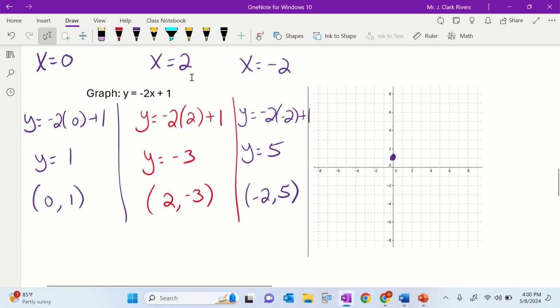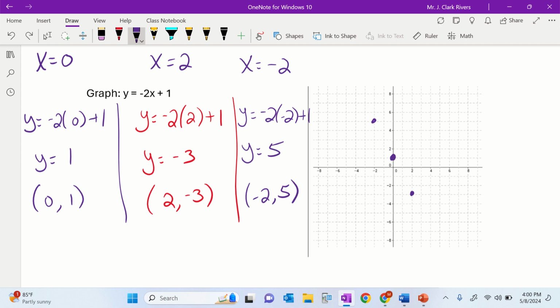All right, then I chose x equals 2. Negative 2 times 2, that's negative 4. Negative 4 plus 1 is negative 3. So 2, negative 3 is that point right there. And then next, I chose x equals negative 2. Negative 2 times negative 2 is positive 4. Positive 4 plus 1 is 5. So negative 2, 5 is that point right there. So there is your line.